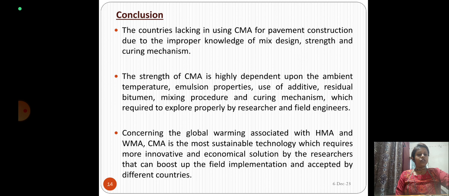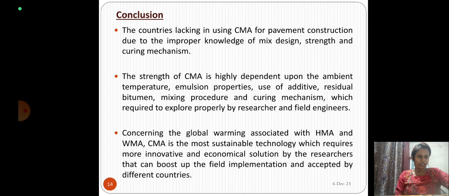The countries are lacking in using cold mix asphalt for pavement construction due to improper knowledge of mix design, strength and curing mechanism. The strength of CMA is highly dependent on the ambient temperature, emulsion properties, the use of additives, residual bitumen, mixing procedure and curing mechanism, which the researchers and field engineers need to explore properly. Concerning the global warming associated with hot mix asphalt and warm mix asphalt, cold mix asphalt is the most sustainable technology, which requires more innovative and economical solutions by researchers that can boost up the field implementation accepted by the different countries.